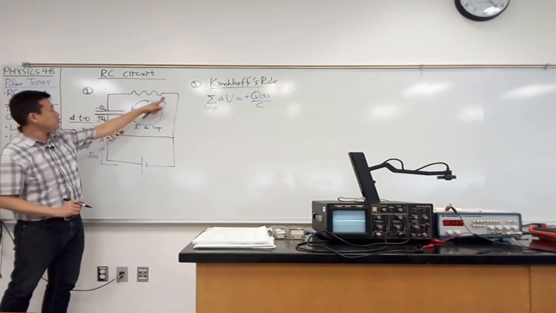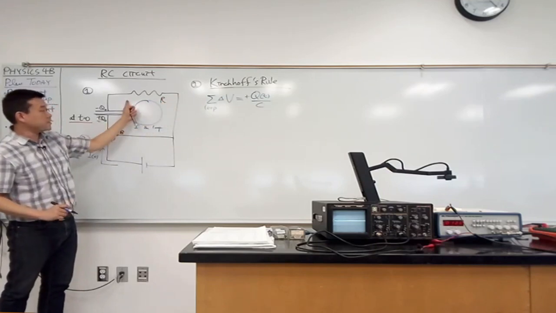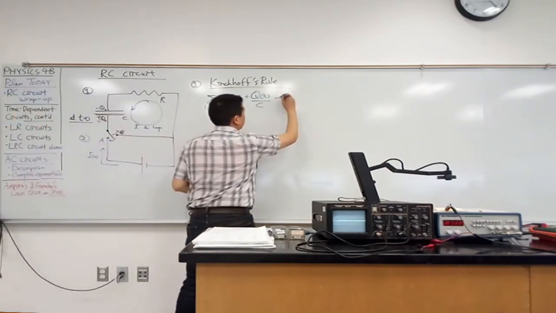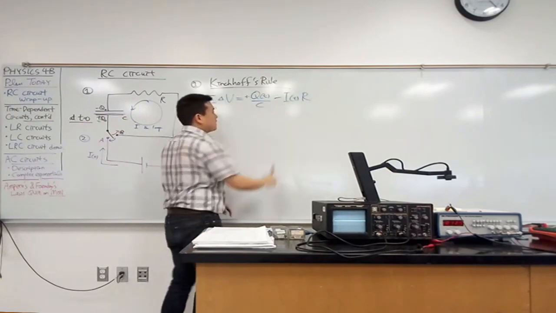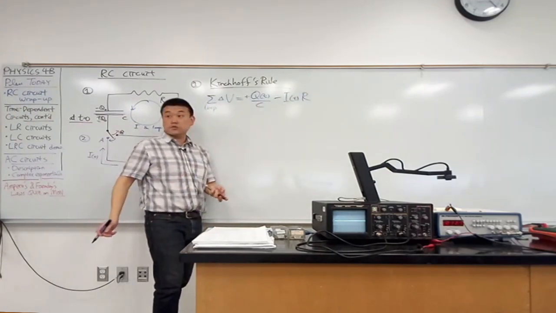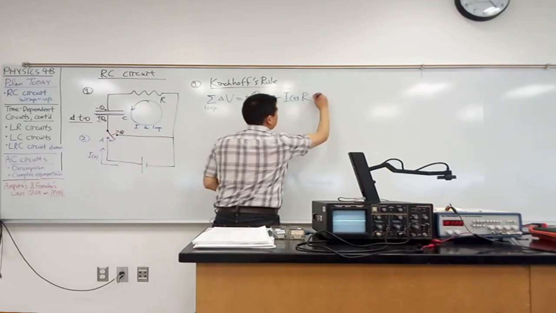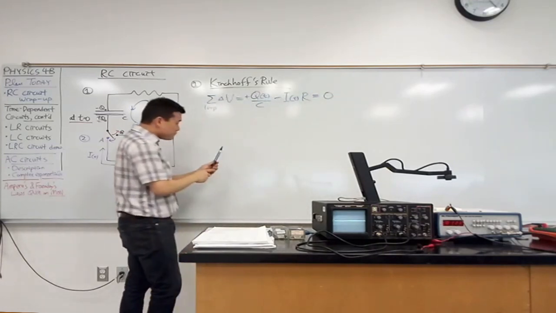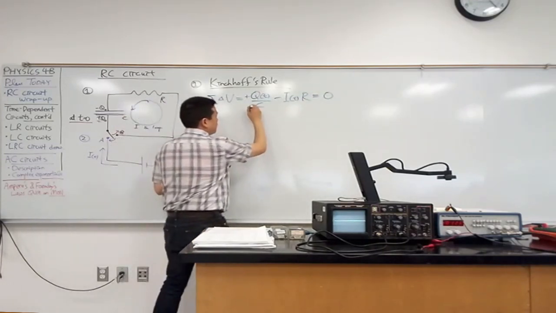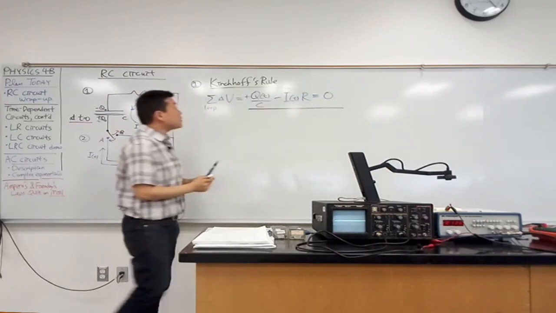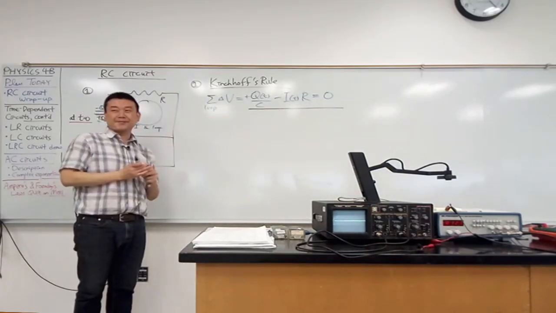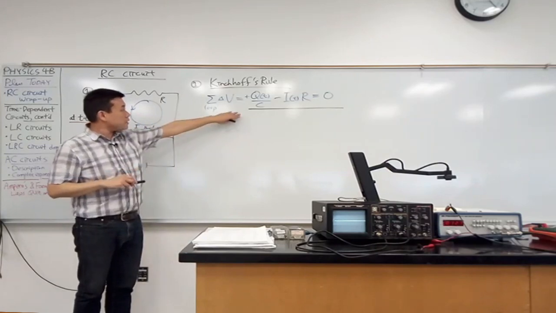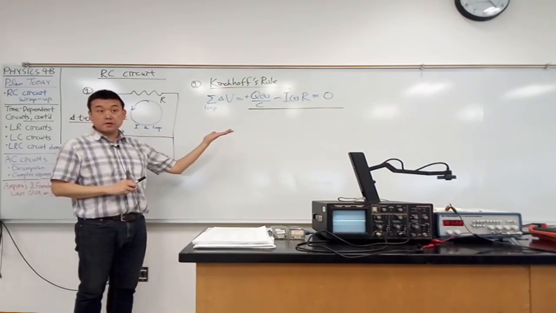And then keep going in the loop. As I go across this resistor, I'm going to lose a voltage of minus IR. I'm writing this as a reminder to myself that current is a function of time. That's equal to 0. So this is simpler than what we were dealing with last time because it doesn't have an independent voltage source. So let's just try solving this simple equation.